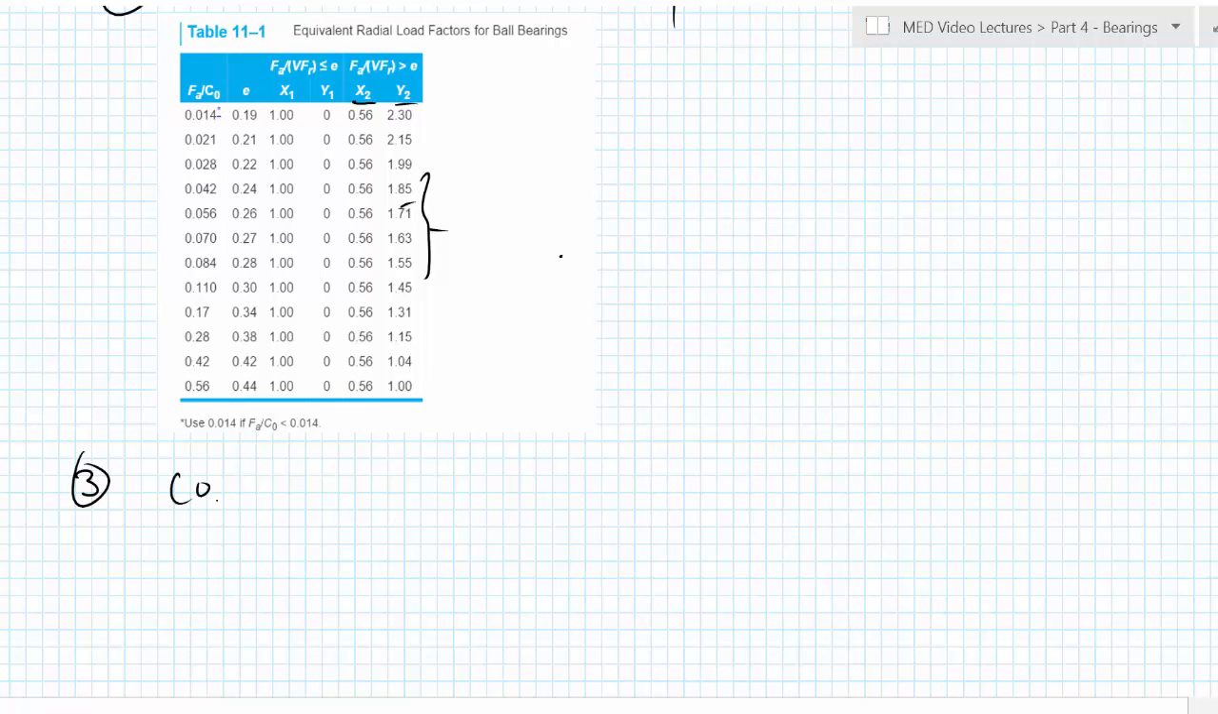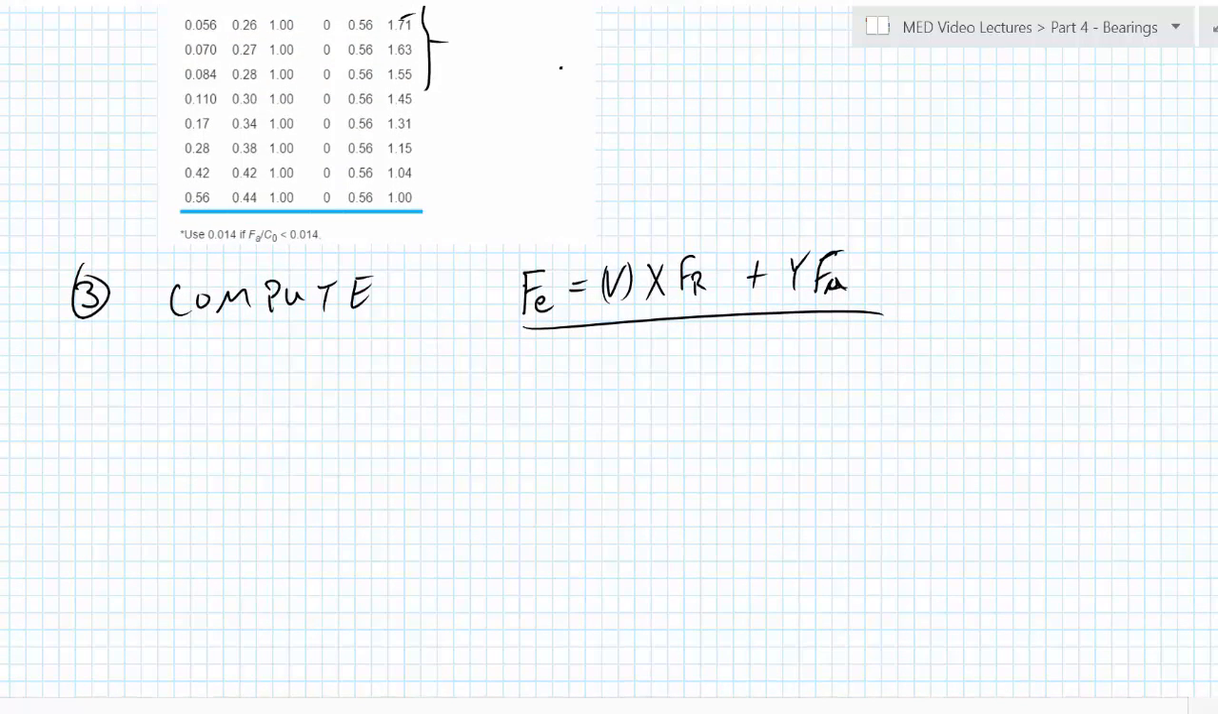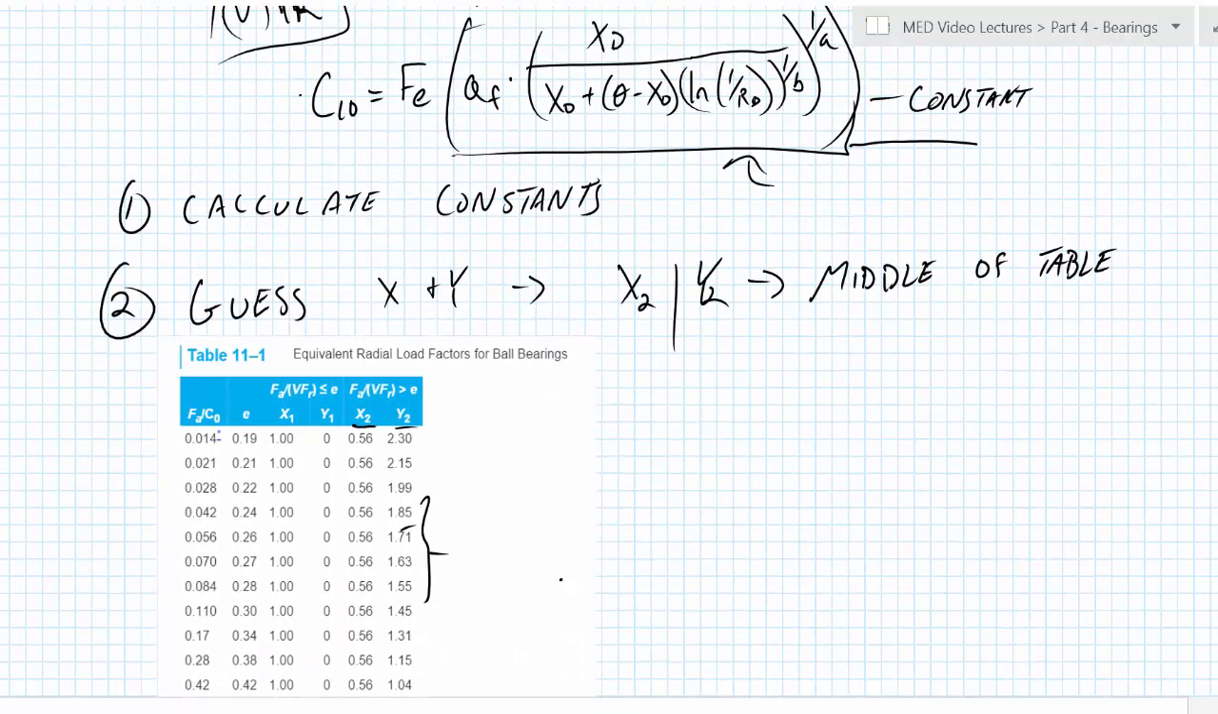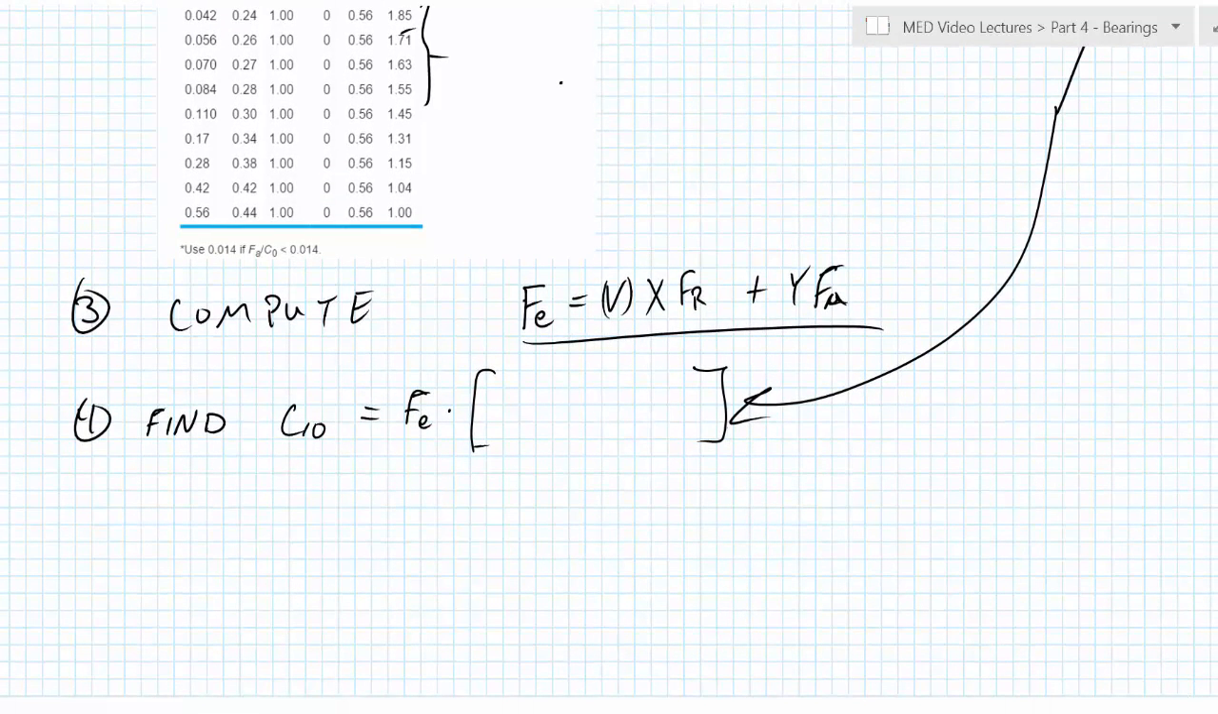So our third step is going to be computing our FE. Equivalent force is the V times the radial X factor times the radial portion plus the Y factor times our axial portion, or our thrust load. That's the value that's going to be changing as we look through this process. So we can then calculate a minimum C10 based on those assumed X and Y values. So we'll find a catalog C10 based on the FE times that constant stuff, which we calculated earlier. So here's why it makes sense to calculate that once and not have to redo it over and over again. You can call it some parameter that you want and just store it that way.